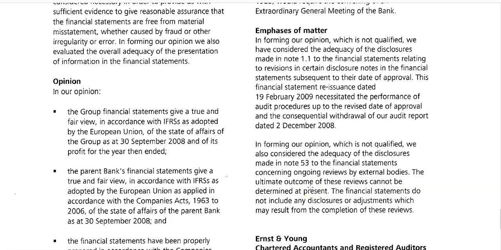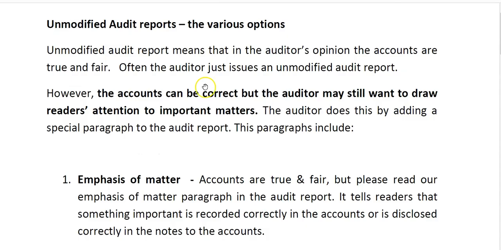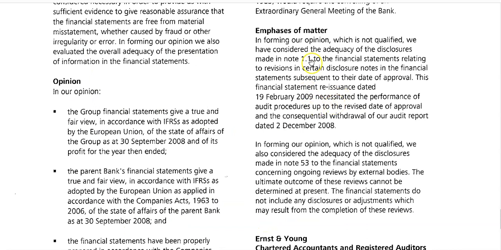And that's really an emphasis of matter. So it's just an extra paragraph below the opinion, but the opinion is still, in the auditor's opinion, the accounts are true and fair. And then, but please read note, in the Anglo-Irish Bank example, it was note, I think, 1.1 and note 53, which discuss important issues.